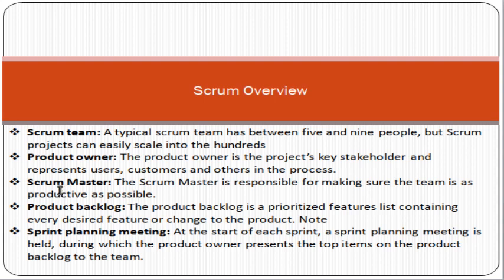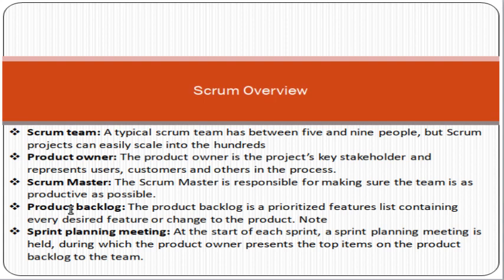Scrum master is a role which is basically a facilitator in the project. He has the complete knowledge about the Scrum body of knowledge. He knows the Scrum standards and he makes sure that whenever we are implementing the project, the Scrum framework is followed properly.